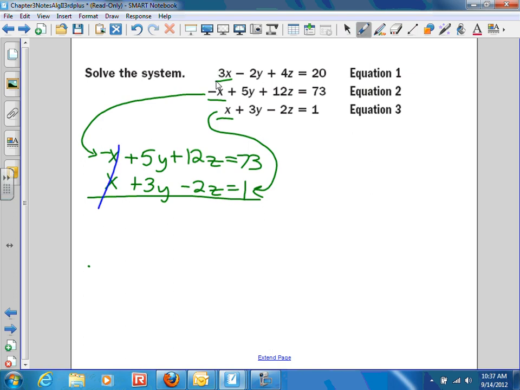So they cancel. 5 and 3 is 8y, plus 12 minus 2 is 10z, and then 73 plus 1 is 74. The way that I do this is that I make sure that my x's have opposite signs, and that way I can think of everything else as just adding, because another word for elimination method is linear combination, meaning combining the lines.